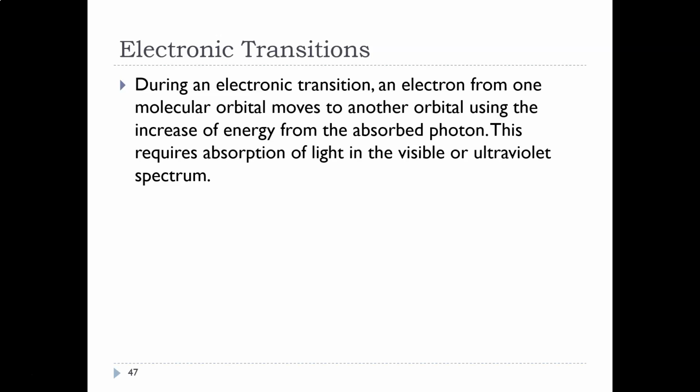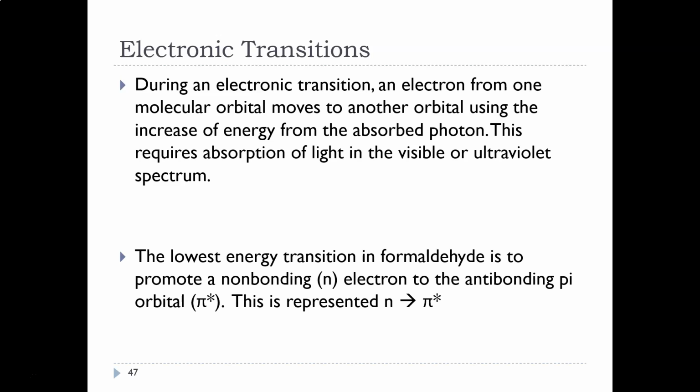Okay, so that's what happens when visible or ultraviolet light is absorbed by a molecule. An electron in one molecular orbital moves up to a higher molecular orbital by taking the energy from the light, and it's enough energy to move it up to that higher energy level, that higher orbital. Okay, so formaldehyde, that was the molecule that I showed you the picture of, and I'm going to show it for you again here in a second.